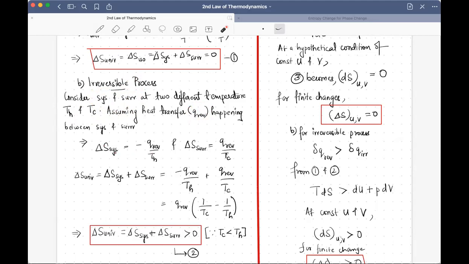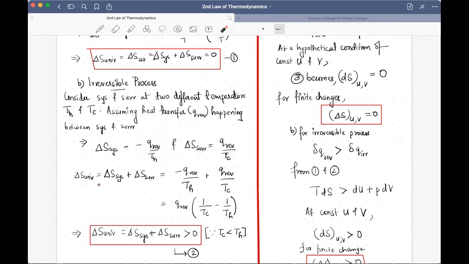In that case, delta S system would be negative, because the system is at a higher temperature, therefore it will release heat. So it would be negative Q reversible divided by the temperature of the system, that is TH. Similarly, for the surrounding, it would be Q reversible upon TC.